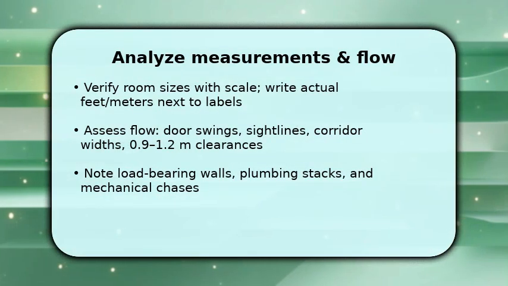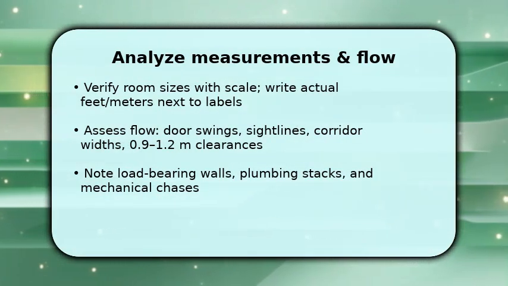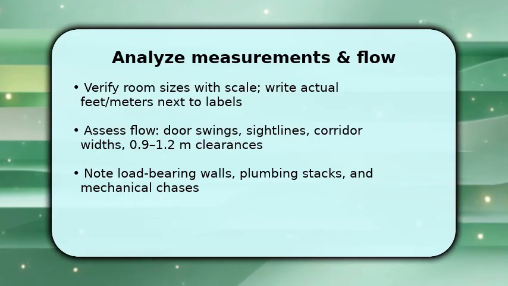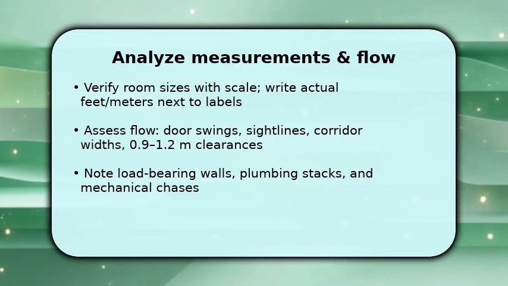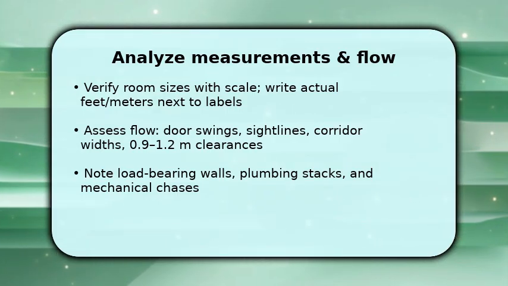Now dig into measurements and movement. Use the scale to verify room sizes and annotate real-world feet or meters beside each label so you don't misjudge space. Then evaluate flow by checking door swings, sight lines, and corridor clearances. Aim for 0.9 to 1.2 meters where people pass.